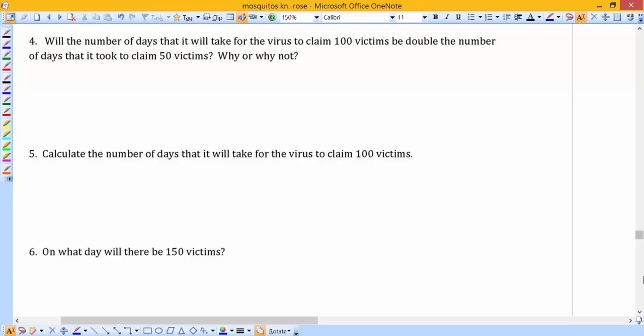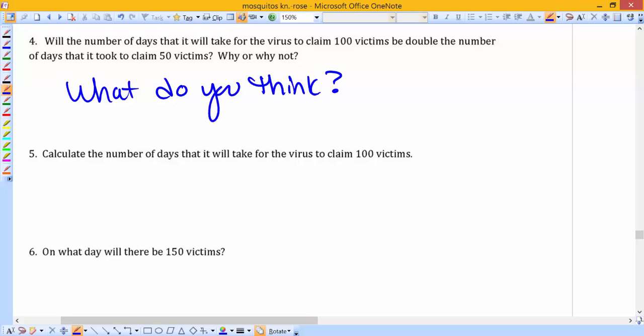Now, will the number of days it take for the virus to claim 100 victims be double the number of days that it took to claim 50 victims? So here, you answer this. What do you think? Okay, you answer that, and then you're going to prove it. You're going to either prove that you're right or you're going to prove that you were wrong in number 5.